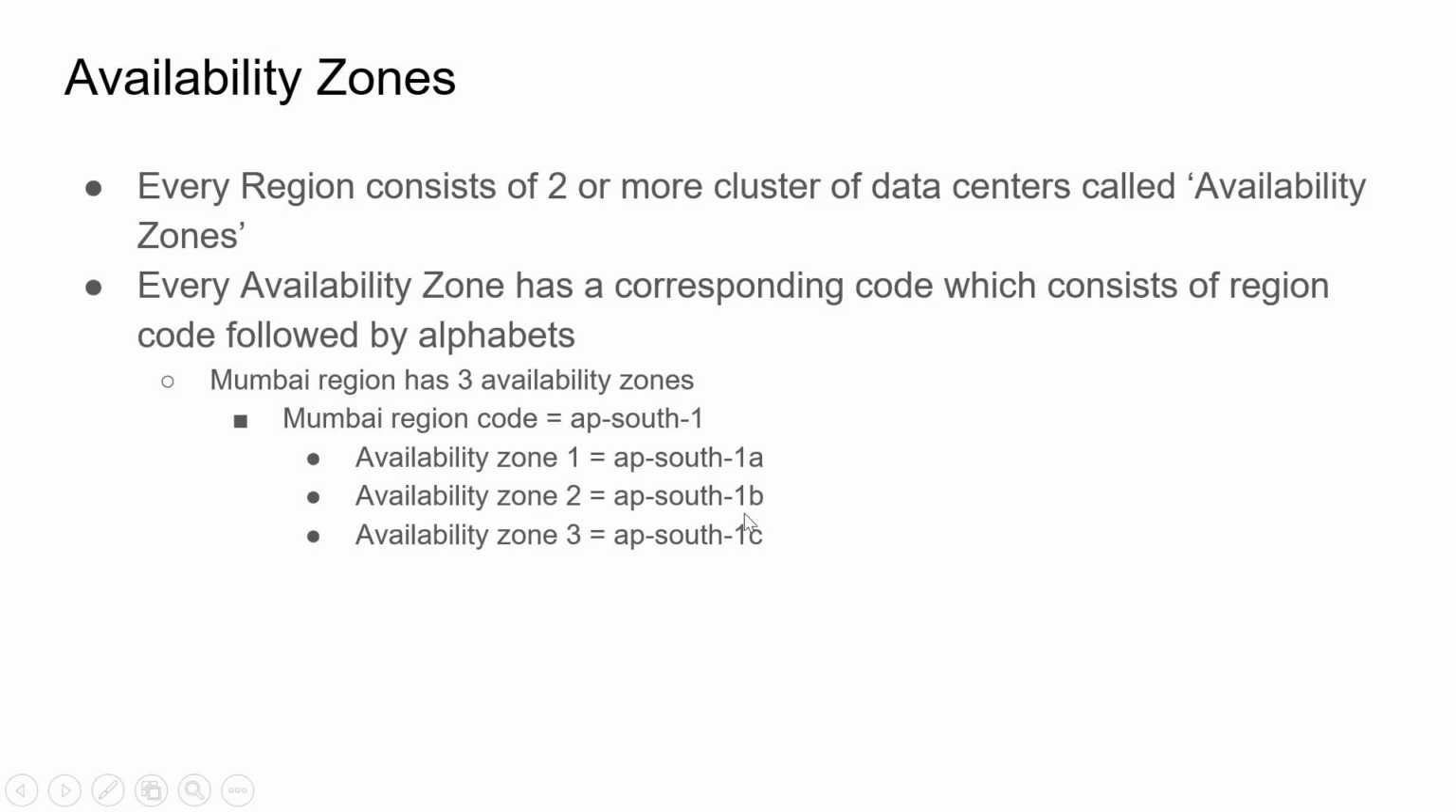Similarly, if you take another region called North Virginia, it has 6 zones. Then the alphabets will continue: A, B, C, D, E, F. Up to F, the zones will be separated, having their unique IDs. That we will see from tomorrow, once we have accounts created. From tomorrow, I will show you all these things.